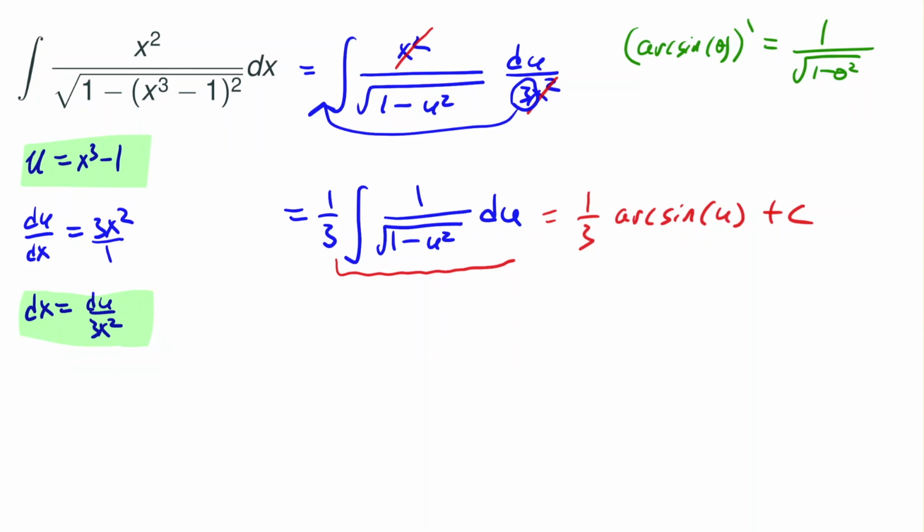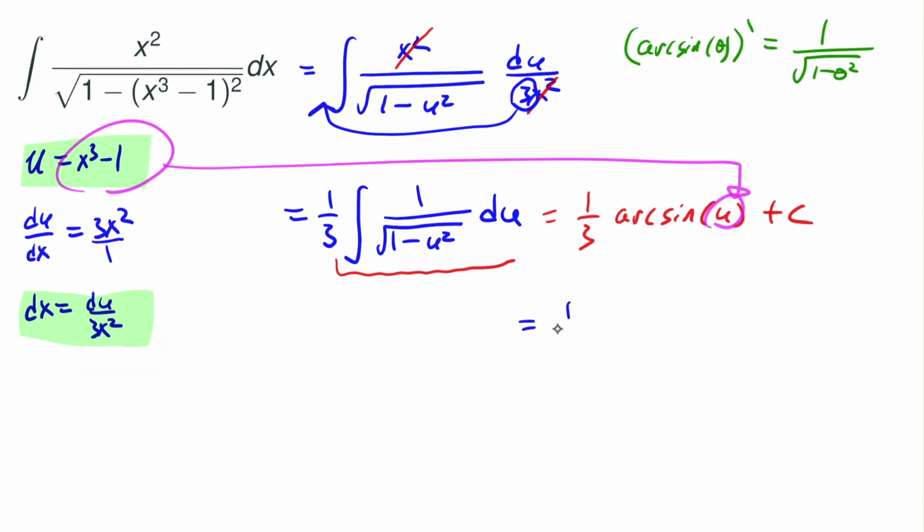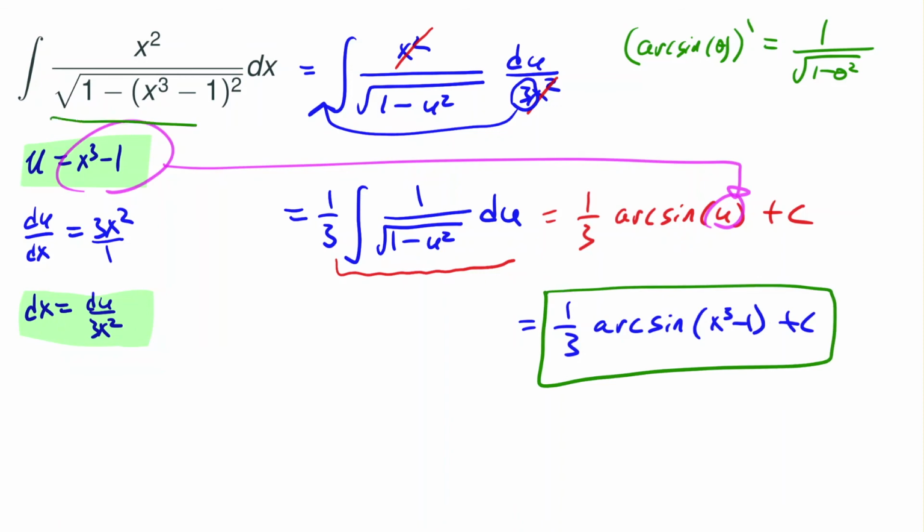But for the final answer, we need to plug in what u is. u is this right here. So plug this in for the final answer. Final answer is 1 over 3 arc sine of x cubed minus 1 plus c. That means if I take the derivative of this function, I should get this right here.